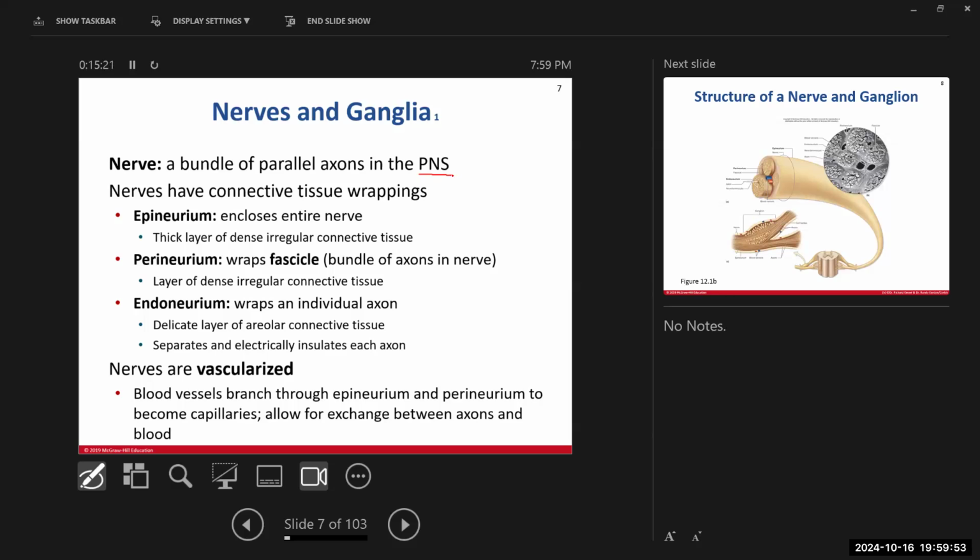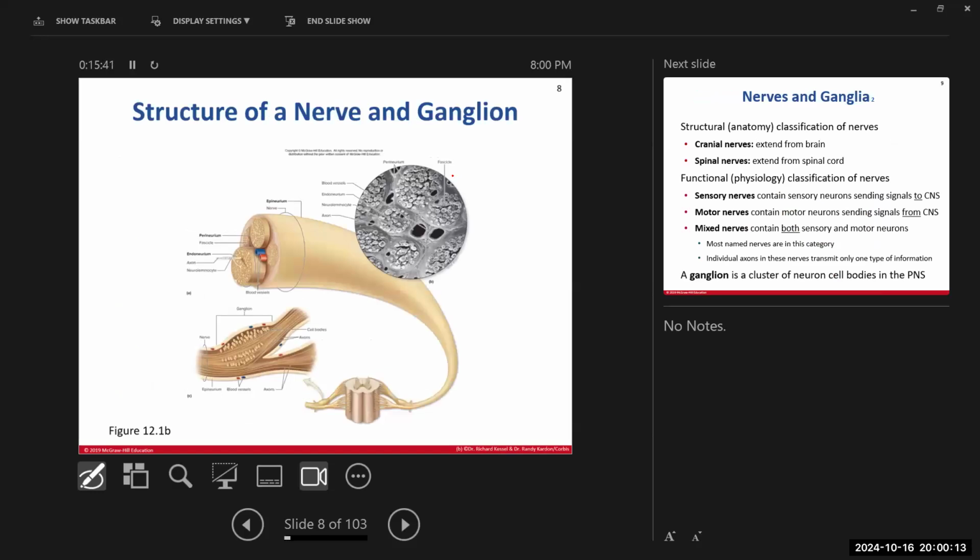The outside layer is called the epineurium. And this is made up of dense irregular connective tissue, which is good because dense irregular connective tissue gives it a little bit more support and structure. And it's a nice covering, so it protects the nerve a little bit. I'm going to show you a picture. I'll come right back to this slide. So here's a picture of the entire nerve. The whole outer covering to our nerve is the epineurium. Epi's on the outside.